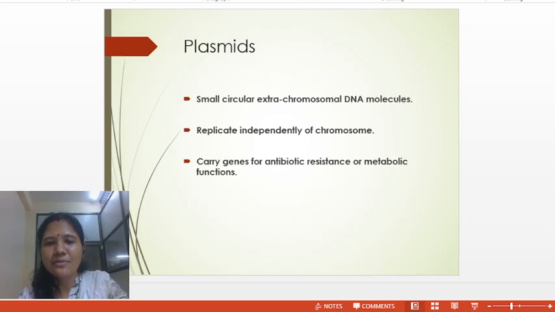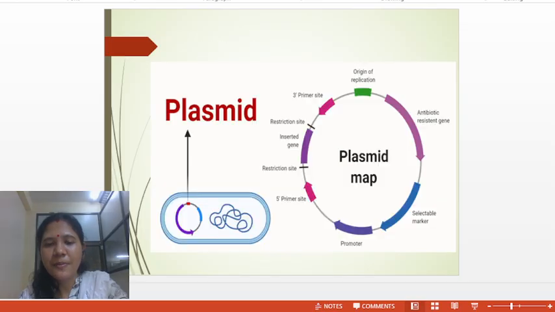Next is the plasmids. These are small circular extrachromosomal DNA molecules that replicate independently of the chromosome and carry genes for antibiotic resistance or metabolic functions. This is a simplified structure of the plasmid. Here it is representing the origin of replication, the antibiotic resistance gene, and different sites for the primer to bind, and promoters and selectable markers also. Restriction sites are available here, where restriction endonucleases can cut the plasmid and we can insert a foreign gene sequence into the plasmid to transfer.